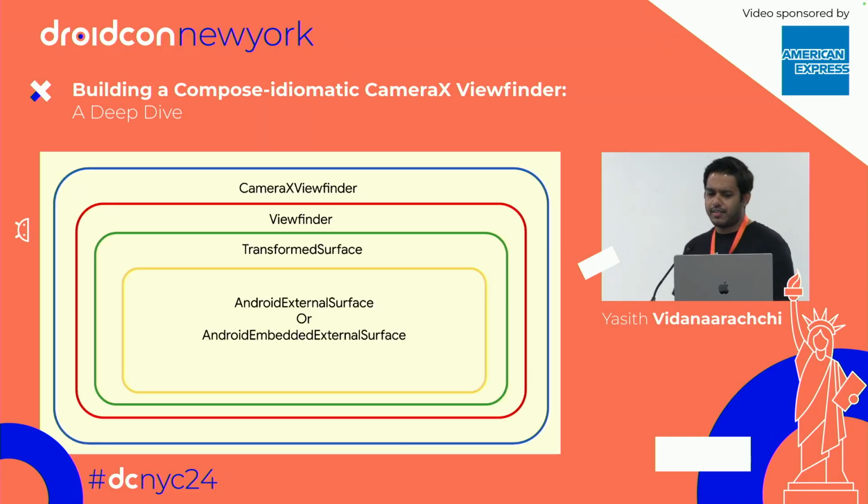So in summary, this is an overview of what our Compose looks like right now. We have a layered system, and that makes up the CameraX Viewfinder. Starting from the inside, we have an Android external surface or an Android embedded external surface. We wrap this with the transformed surface, ensuring the cropping, and then we have another composable that we didn't talk about called the Viewfinder. This is for some compatibility reasons. We also wanted this to work with Camera 2, and then we wrap everything again with CameraX Viewfinder. The key here is we have a layered system, and each layer adds more complexity gradually.